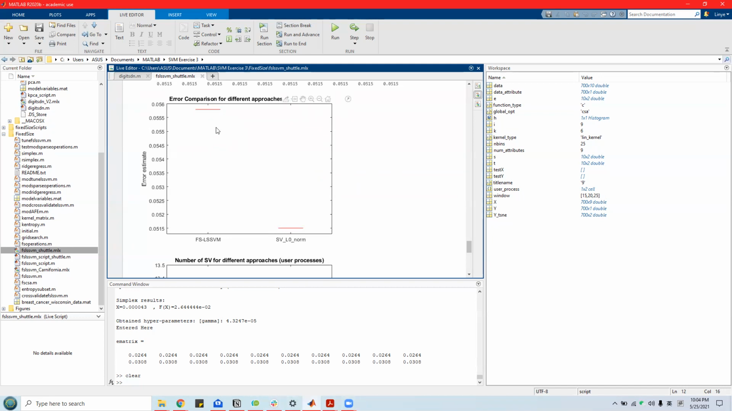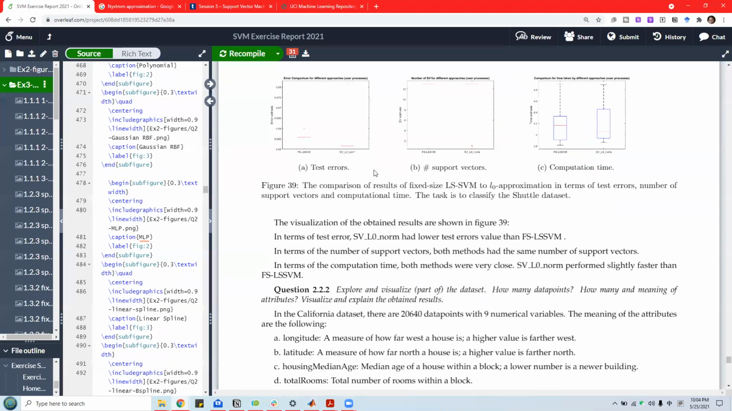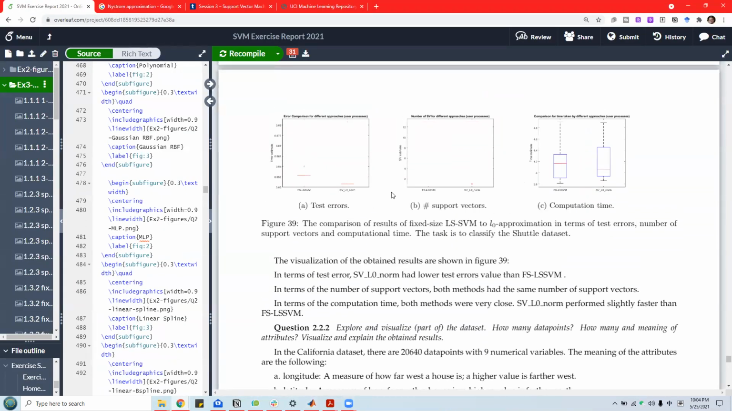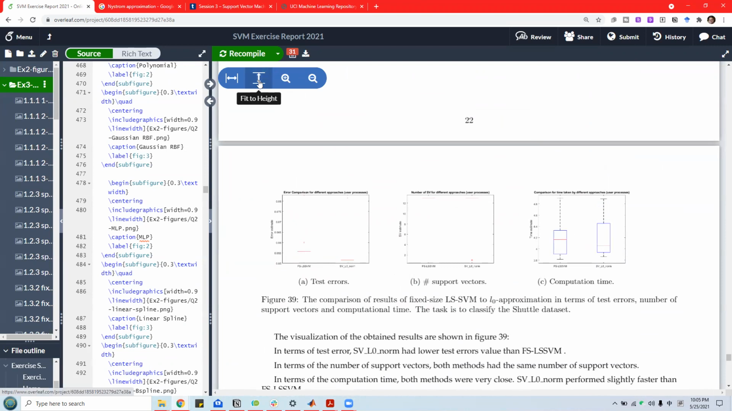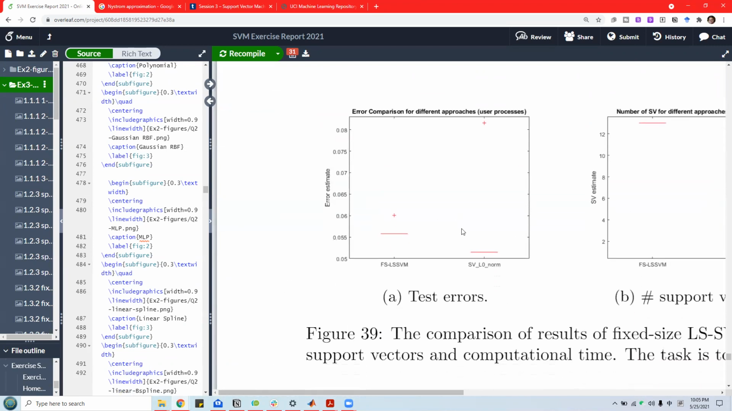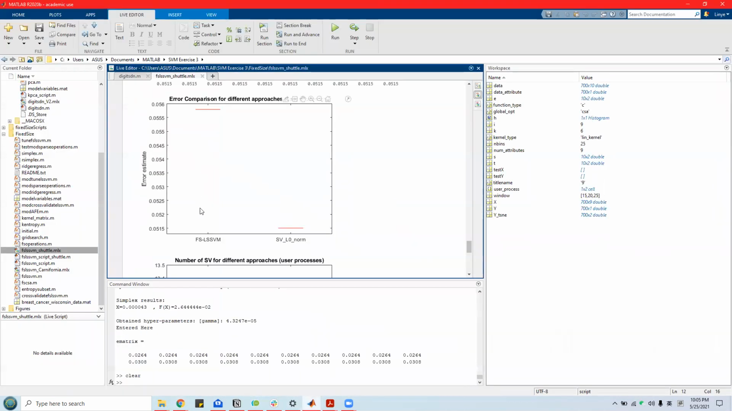This is what I get here. And let me check what I get in the report I put in. So basically for the test error, you will get a higher error on this LS-SVM. Just to be sure, this is also the same, just a different scale. I got the opposite, actually.